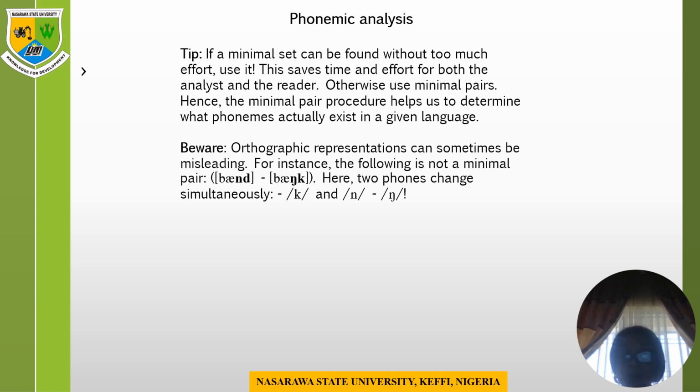Hence, the minimal pair procedure helps us to determine what phonemes actually exist in a given language. Beware, orthographic representations can sometimes be misleading. For instance, the following is not a minimal pair: bend and bank. Here, two phones change simultaneously, namely e and n, and then n and ng.